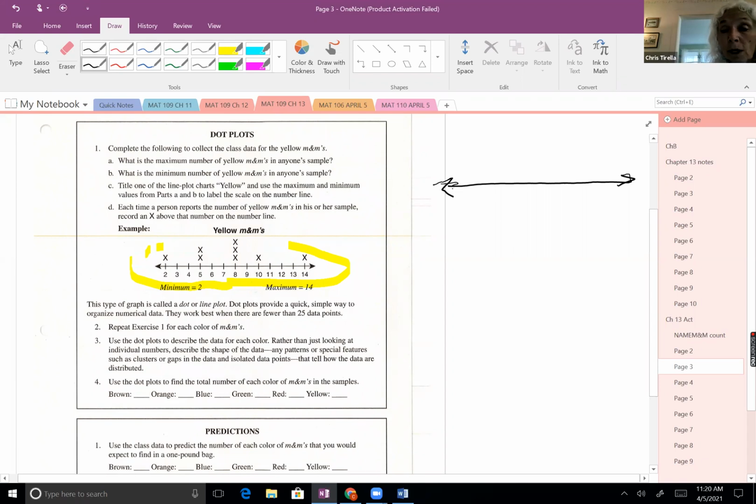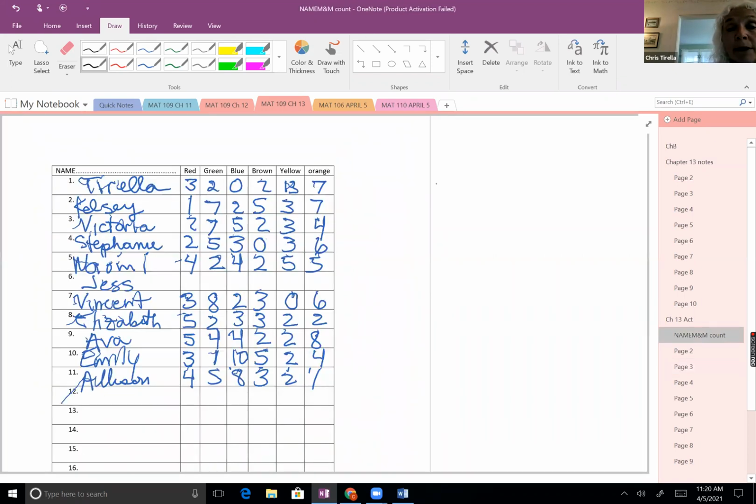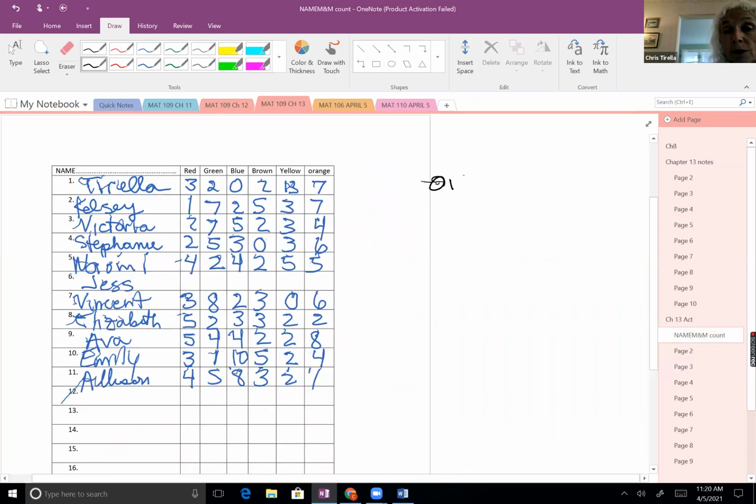And so let's go back to our M&M count. And let's together make a dot plot, let's say, for the orange. And so with my orange M&Ms, the smallest number that we had was 1. The largest number that we had was 8.